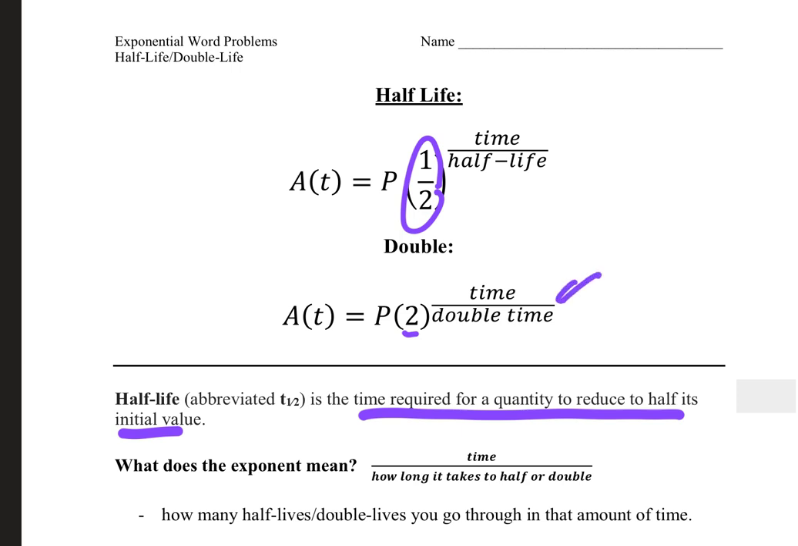This is an exponent. So if we were to say how long it would take to triple, it would be 3 to that same exponent. They're all very similar formulas, so we're kind of grouping them all together.